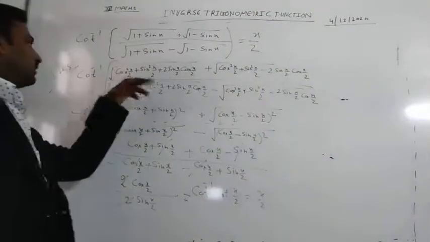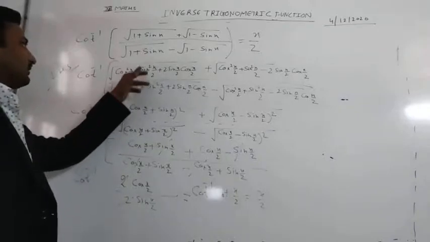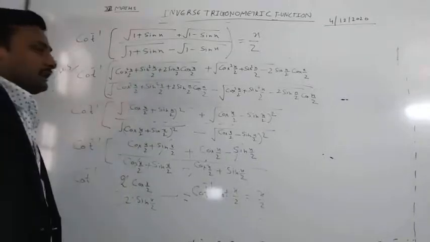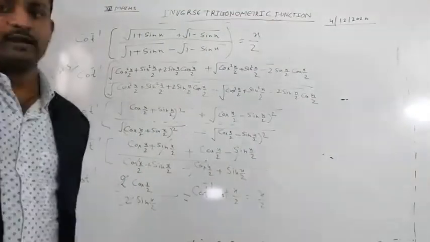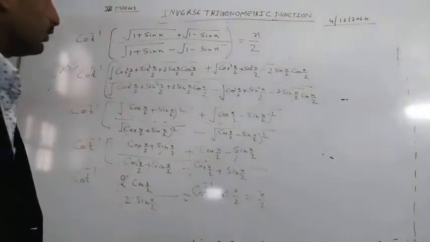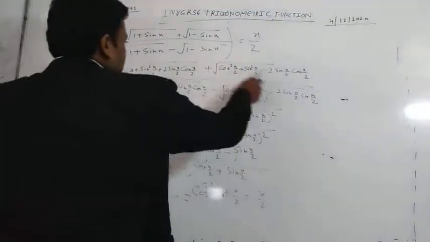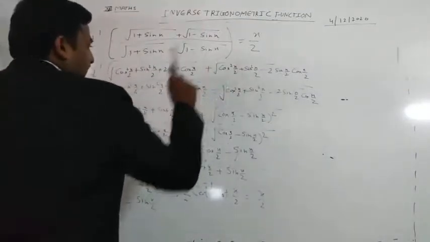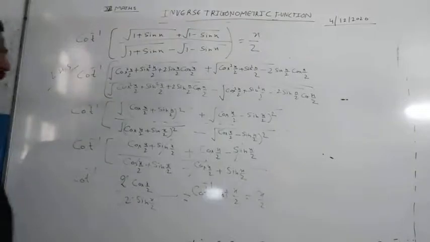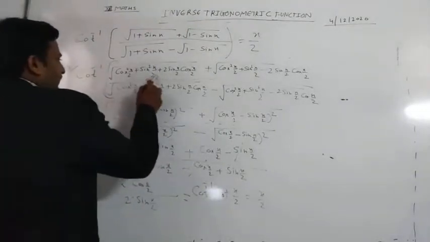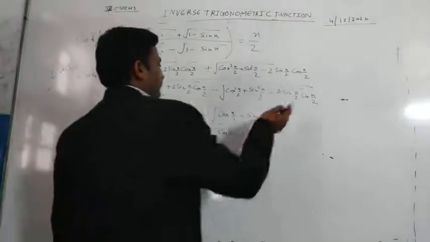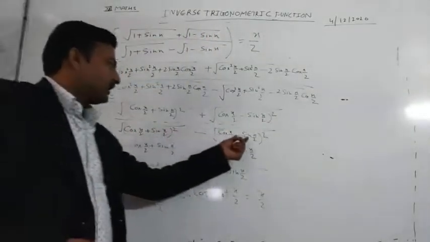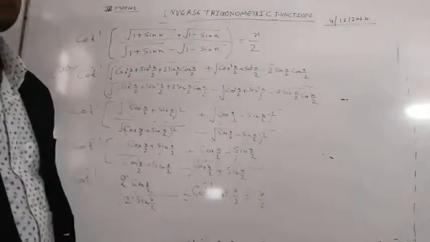So cot inverse under root, this 1 we can write as cos square x by 2 plus sin square x by 2, and sin x we can write as 2 sin x by 2 cos x by 2, and in the same way we can write here also. Now this is of the form a square plus b square plus 2ab, so we can write it as under root of a plus b whole square, and this is a minus b whole square.